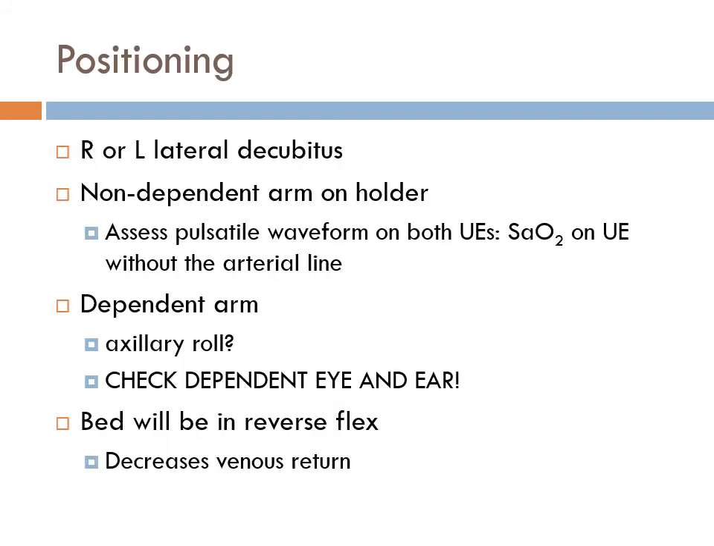Positioning. The non-dependent arm goes on a holder, so you've got to be careful with nerve injuries. You might want to do an axillary roll if they're on their side. You want to check their eyes and ears because all this tubing is coming out right here. It's all in their face. Their arm is on a type of Lugic device that's right by their face too. If they were to wake up early, they can hit their heads right on the arm device. So you might not want to extubate them early.